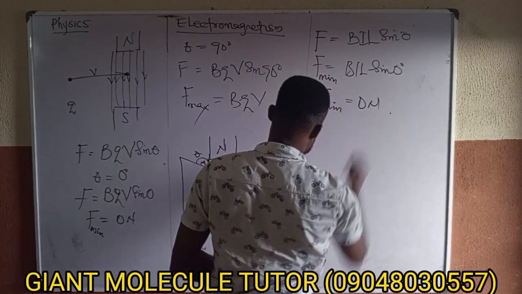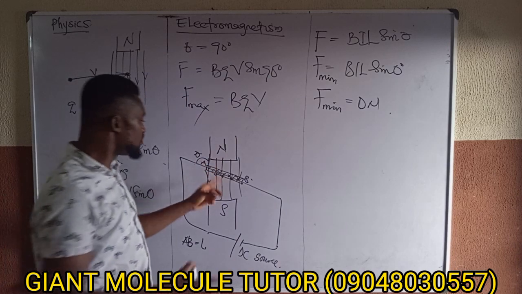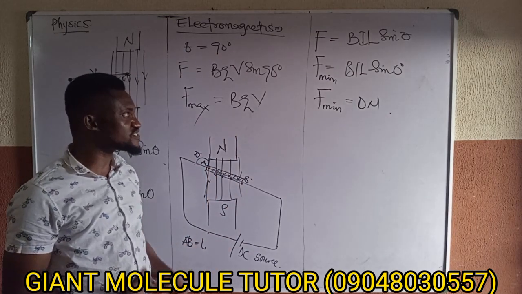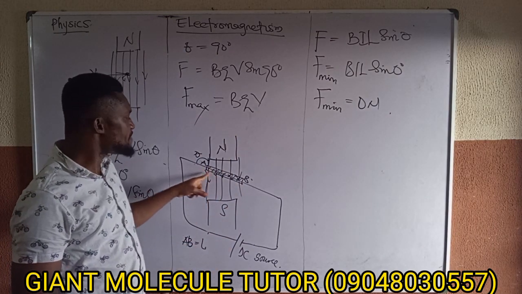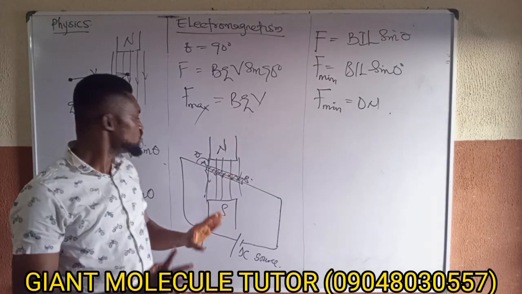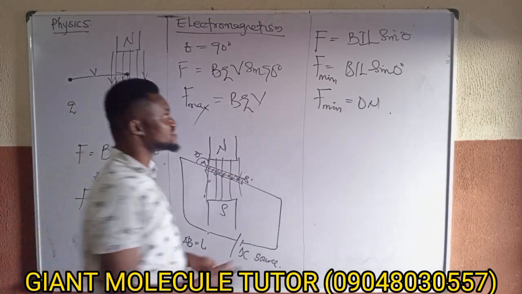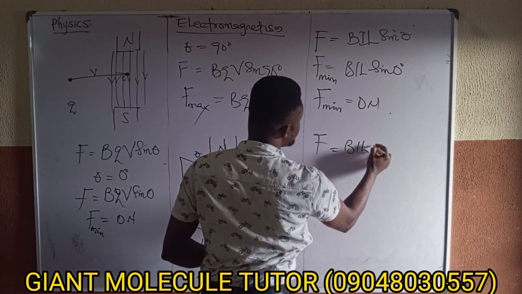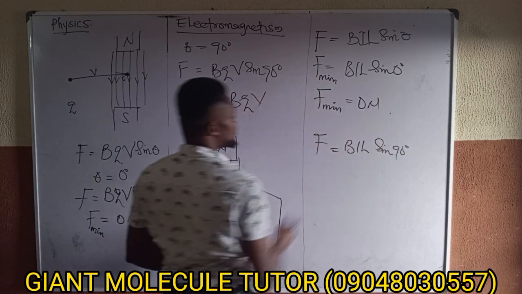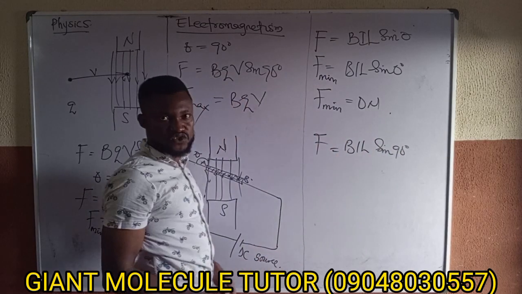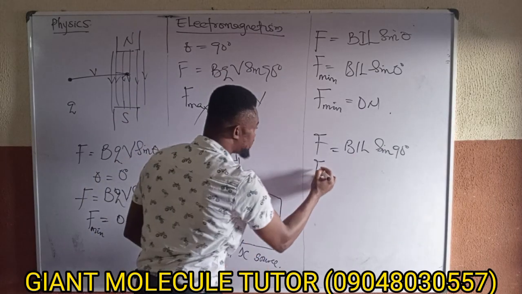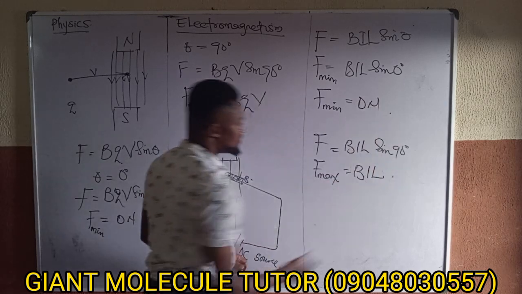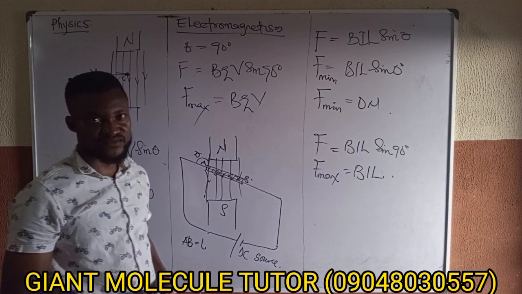Now, if you want to generate the maximum force, the interaction needs to occur at an angle of 90 degrees. That means when theta is 90 degrees, you have BIL sine 90 degrees. Sine 90 degrees is equal to 1. So hence you are going to get the maximum force, which is BIL.